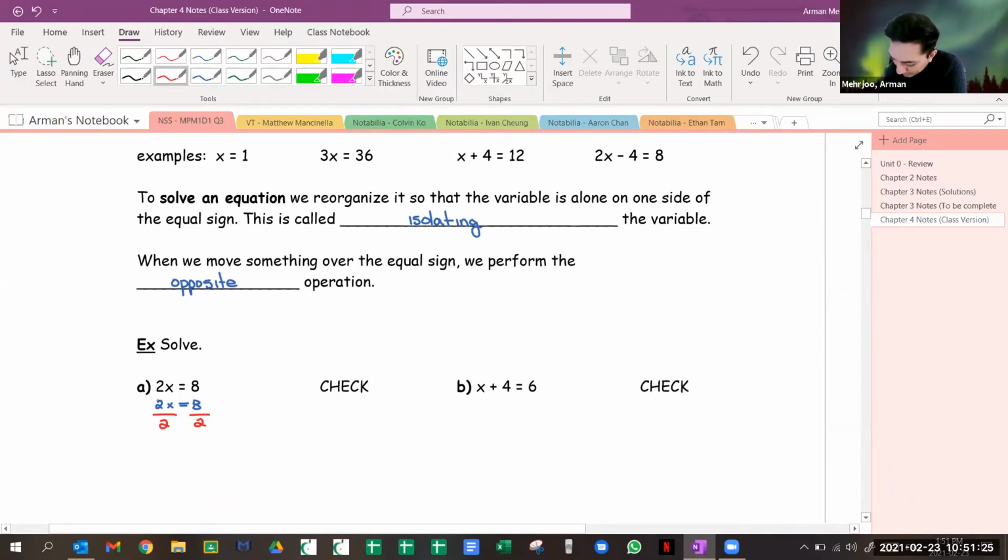The reason why I do that is, what's 2 divided by 2? Well, that's just 1. And 8 divided by 2 is 4. Now, I don't actually have to put this 1, so I can just write it as x equals 4. And what you can imagine is that these 2's will cancel out.